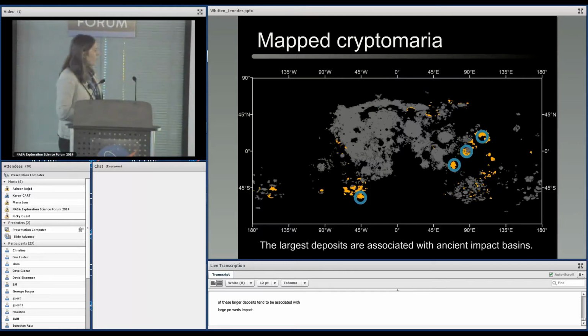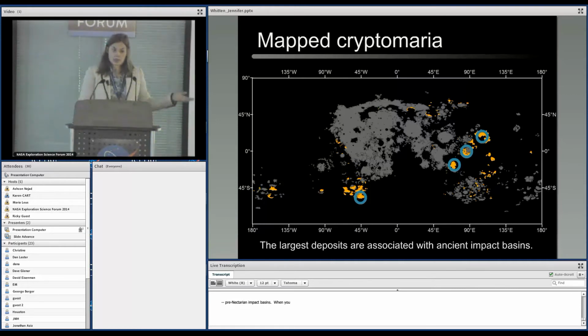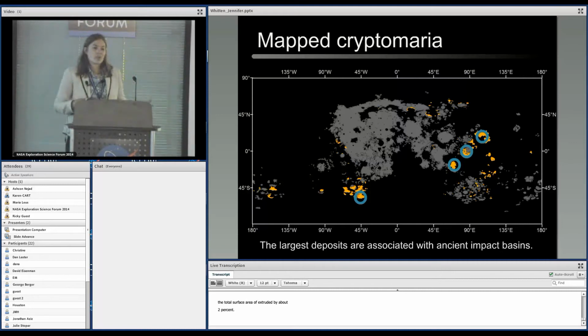Oh, and I should say that when you calculate the total area of the Cryptomaria that I've been able to map with this project, you increase the total surface area of extruded Maria basalts by about 2%. So you go from something like 16% of the surface being covered with Maria basalts to about 18% of the surface being covered with Maria basalts with the addition of these deposits.